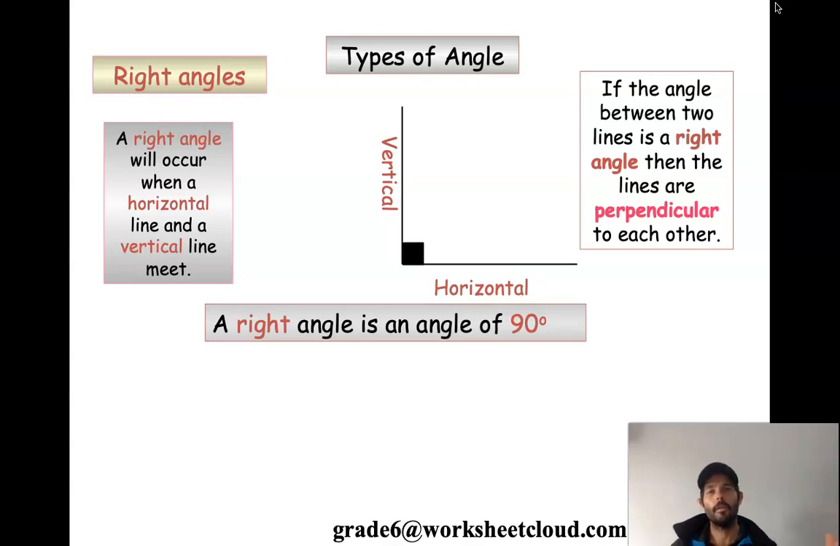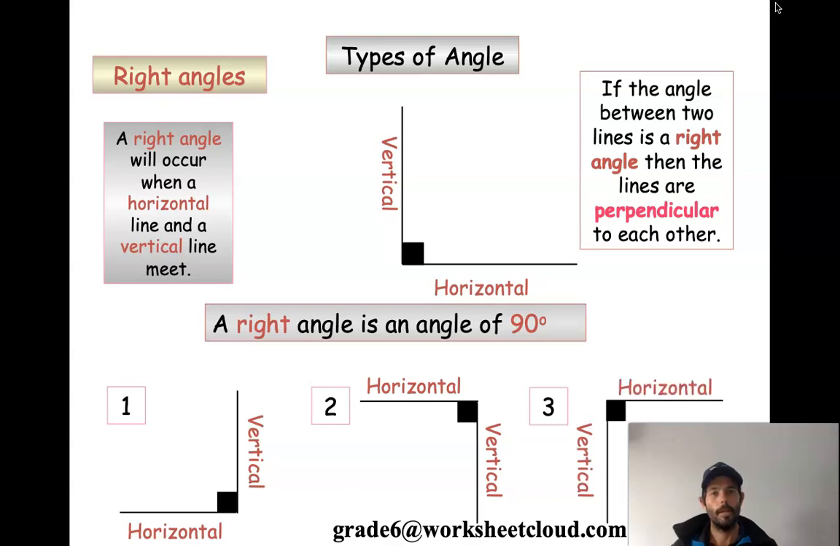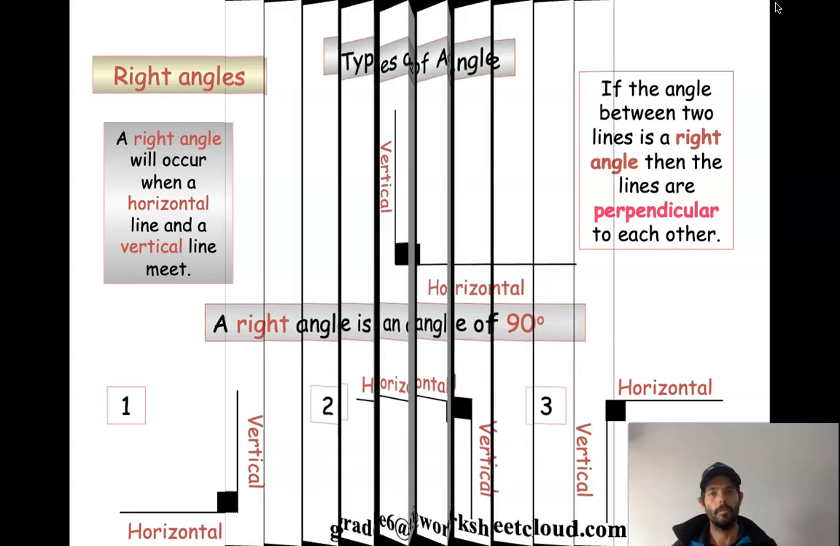If the angle between two lines is 90 degrees, or a right angle, then we know the lines are perpendicular to each other. The word perpendicular means that two lines meet at 90 degrees. So those two lines in number 1 are perpendicular because they meet at 90 degrees. In number 2, that horizontal and that vertical line are perpendicular because they meet at 90 degrees. And I'm hoping you can see that third one where they meet at 90 degrees.